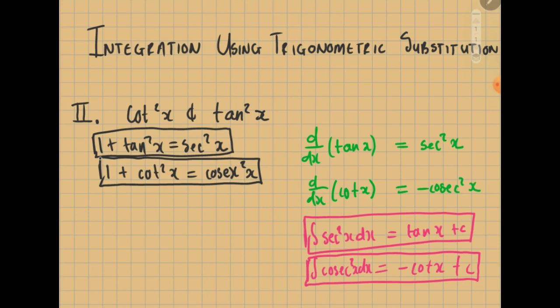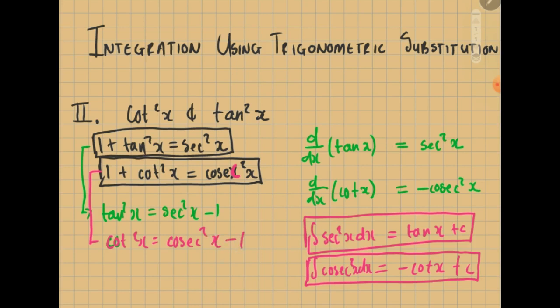So that would mean that if I want to find tan squared, I make it the subject. I would say tan squared x is equal to sec squared x minus 1, because that plus 1 goes to that side. And then I have cot squared x being equal to cosec squared x minus 1 again. And that's it. These are the identities I use.